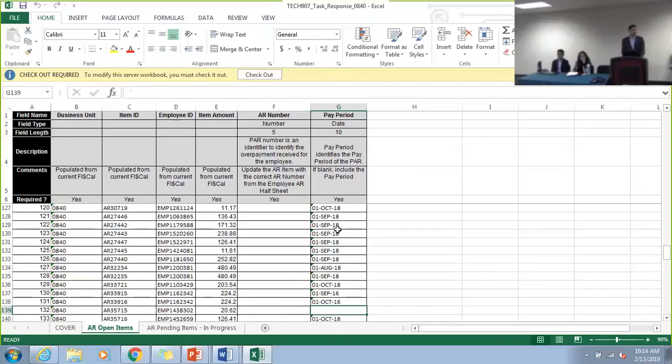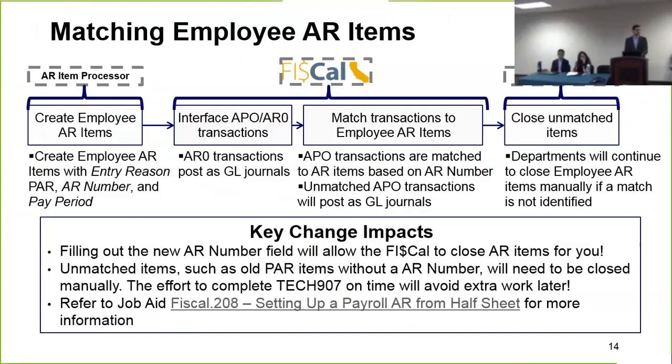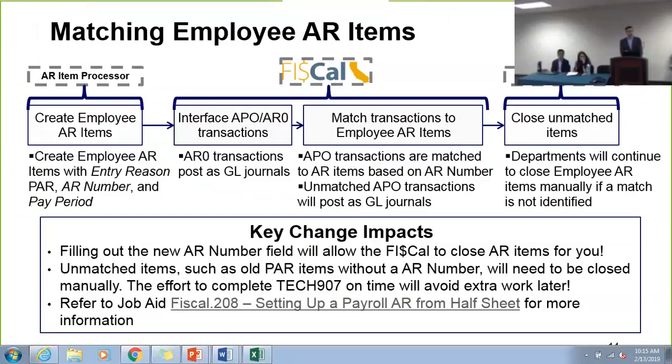Yeah, and just a small caveat, we are working internally to see if we can ease the amount of work on the departments. So we're working with our partner agencies to reduce the amount of work for you guys. But in the meantime, we wanted to give you a heads up that potentially you will be receiving a list of all of your open AR items, all the pending AR items, and you will have to go through and input the AR number and the pay period, and then we'll do the match for you in the system. That's for all the ones that are in the system.